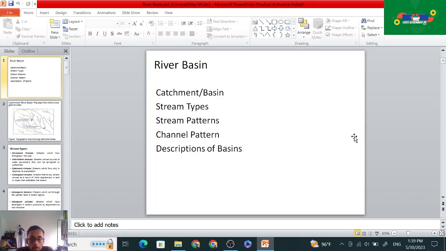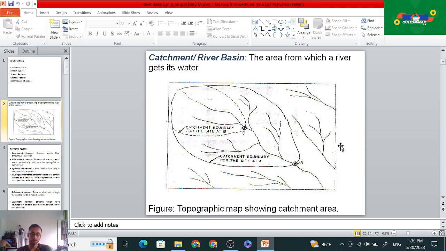So in river basin, we'll discuss these things. First of all, catchment or basin, then stream types, stream pattern, channel pattern, then descriptions of the basin. And first of all, what is the catchment or the river basin? The area from where a river gets its water. This is called the catchment or river basin.